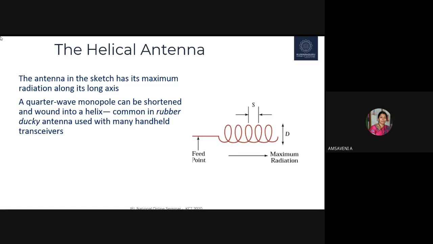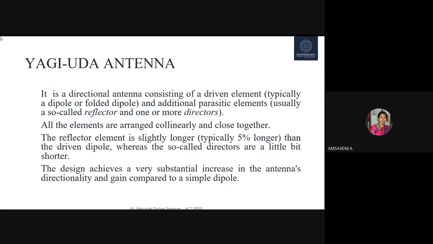The circumference is nothing but pi into d, where d is the diameter of the helix. So if the circumference of the helix is lambda, it will operate in normal mode, and it provides a bidirectional pattern. On the other side, if C is between lambda by 4 and lambda by 2, it operates in axial mode. It provides a unidirectional pattern. And we have Yagi antenna.